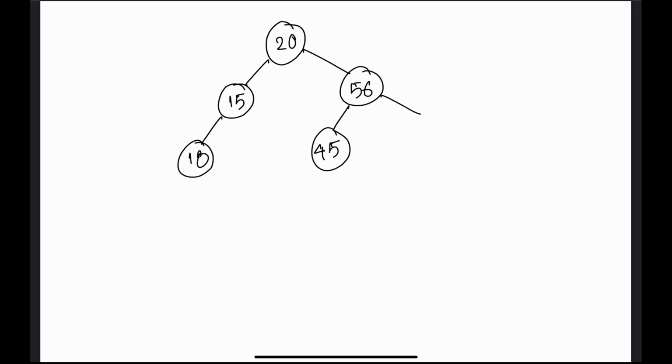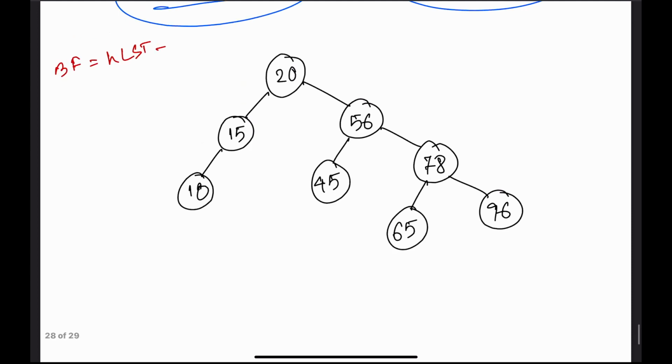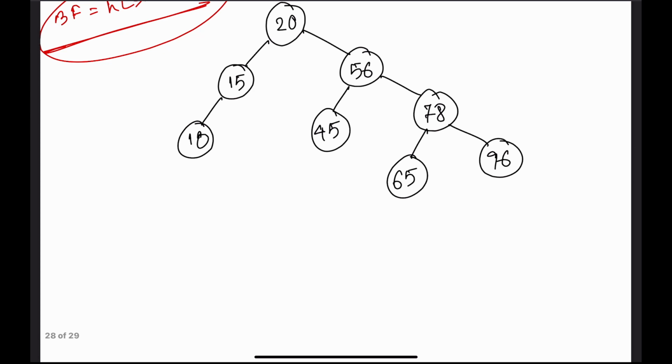Now let me draw a tree and we will talk about all these things. So, 20. The balance factor is equal to the height of the left subtree minus the height of the right subtree. We will calculate it for every node. Let's start from the leaf nodes. This node, this node, this node, and this node are leaf nodes. So obviously the balance factor would be 0, 0, 0 and 0. Why? Because they don't have any left or right subtrees, so the difference would be 0, isn't it?